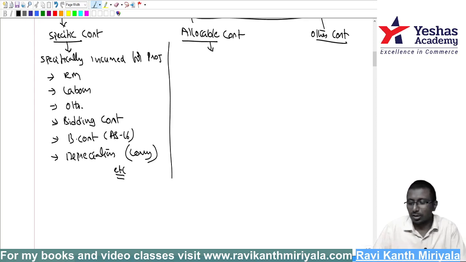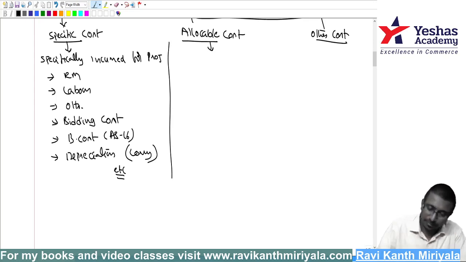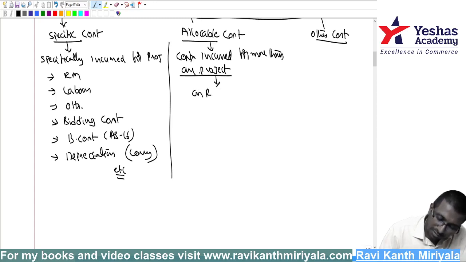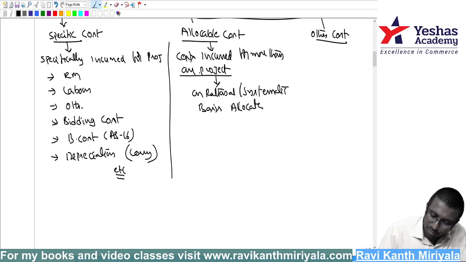What is allocable cost? From the name itself you can make out, my dear friend. What do you mean by allocable? It is a cost incurred that is not related to one asset or one project. It is related to more than one project. Then what are you supposed to do? On a rational or systematic basis, you are supposed to allocate it.